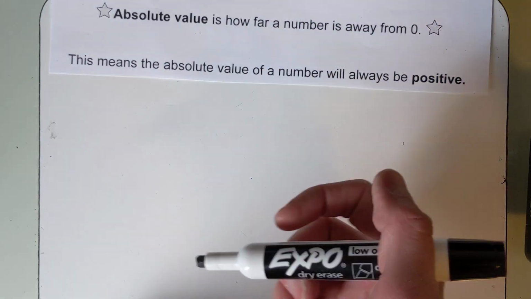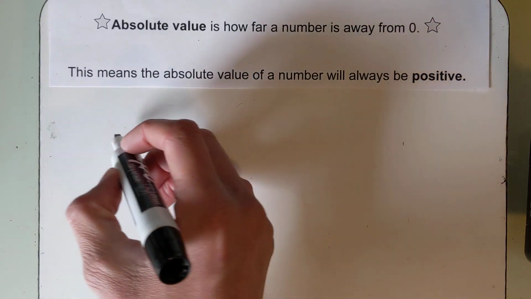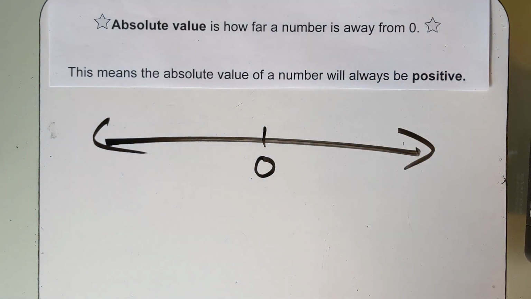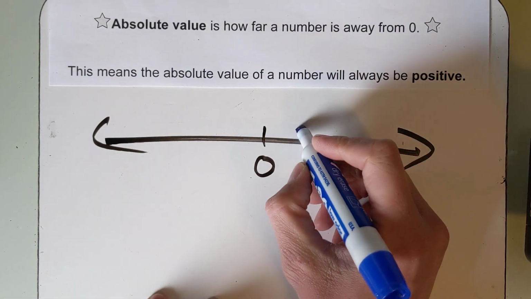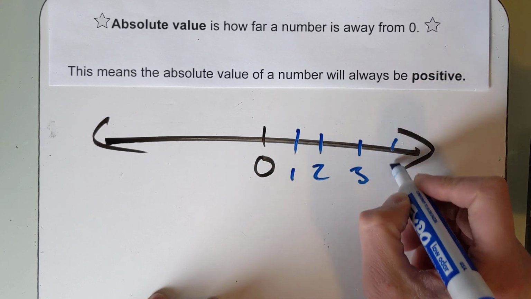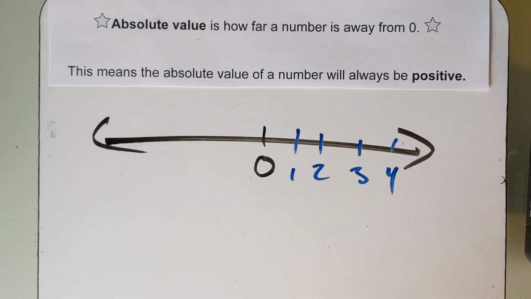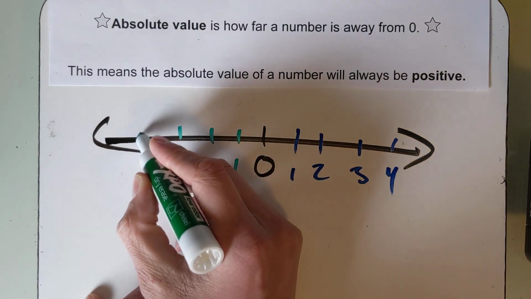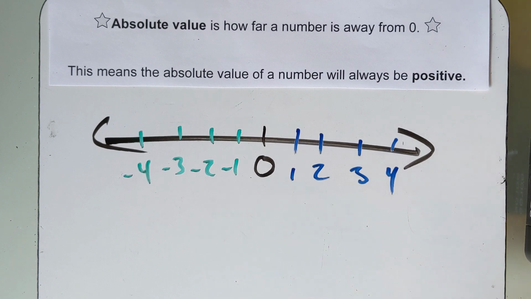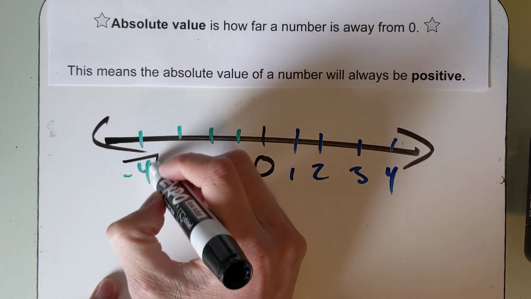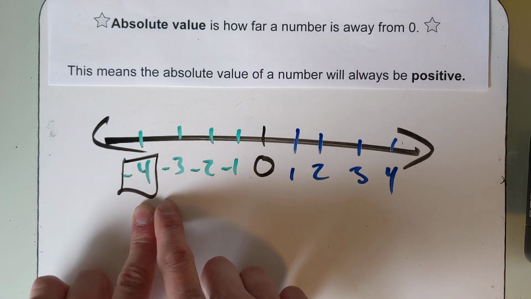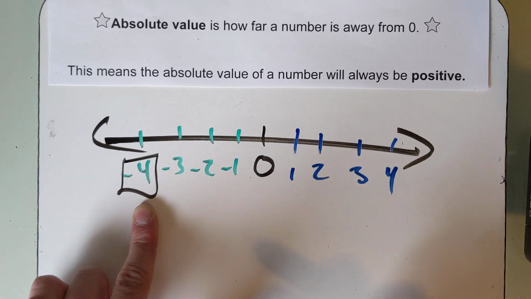Just as a very quick review, if we have a number line here, and we label a positive and a negative side. Again, maybe just 1, 2, 3, 4. And then for the negative side, negative 1, negative 2, negative 3, negative 4. If we look specifically at the number 4, we just need to find how far negative 4 is away from 0. So how many jumps away is it?